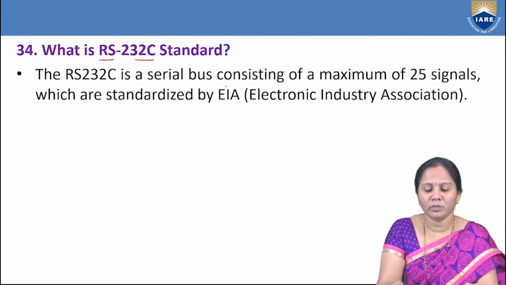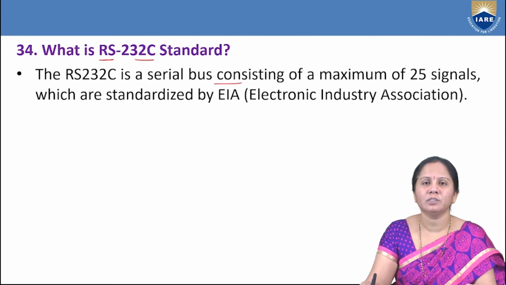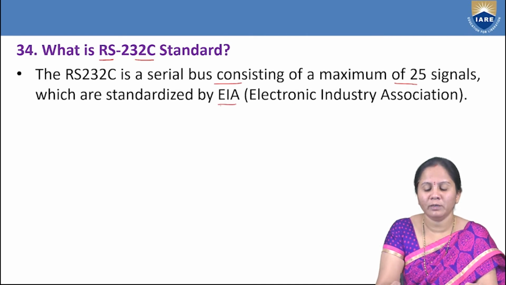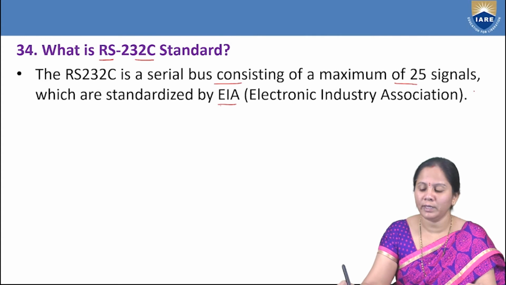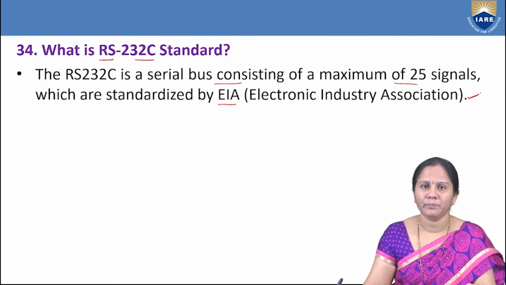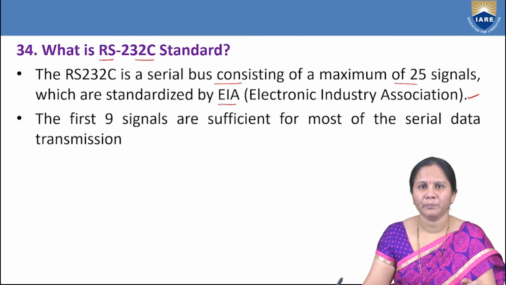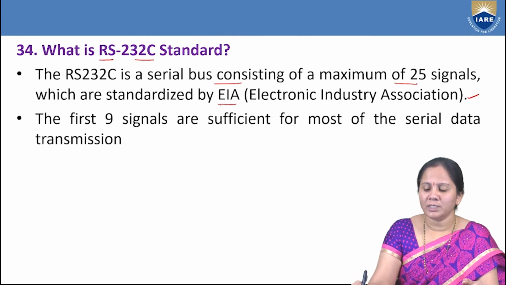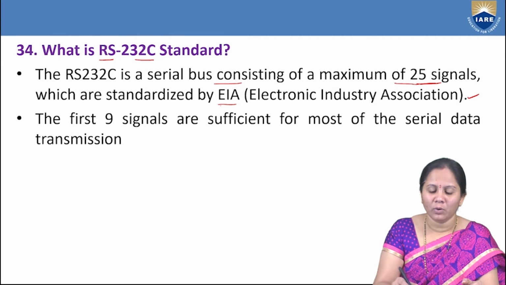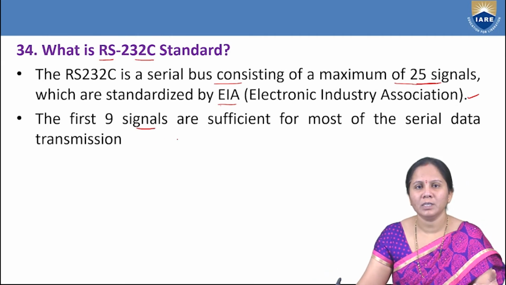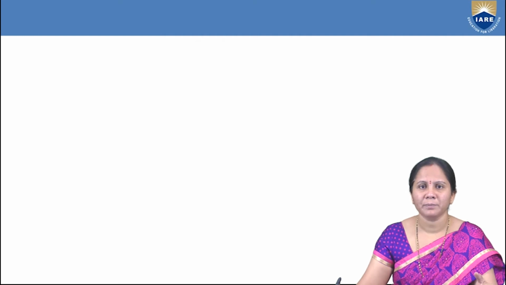So RS-232 is a serial bus consisting of a maximum of 25 signals, and it is provided by the EIA, that is, the Electronic Industries Association. This is a cable which is used for serial communication. Among these 25 signals, only 9 signals will be used for performing the serial data transmission.